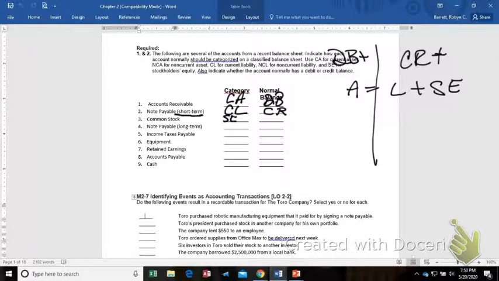SE. And it's going to carry a credit. Yep. Okay. Now we got notes payable long term. That's a non-current liability, and it's going to have a credit.